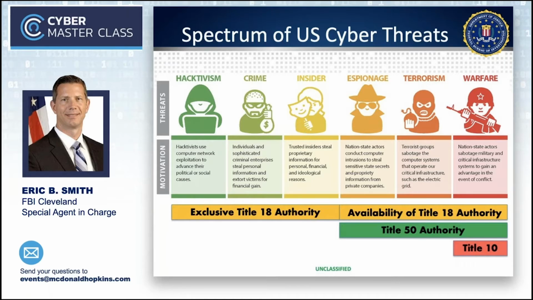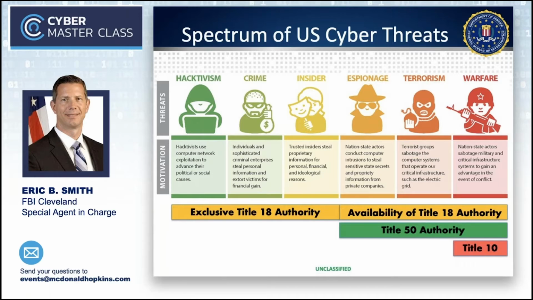I do think this slide's helpful because it gives us the entire spectrum and breaks down each by motivation and purpose. At the bottom, you can see where FBI authorities exist and where we are solely and uniquely suited to address the cyber threats that exist out there. On hacktivism, crime, and insider threat, there's exclusive Title 18 authority, meaning that we're really the only agency that can address that from a Title 18 perspective.